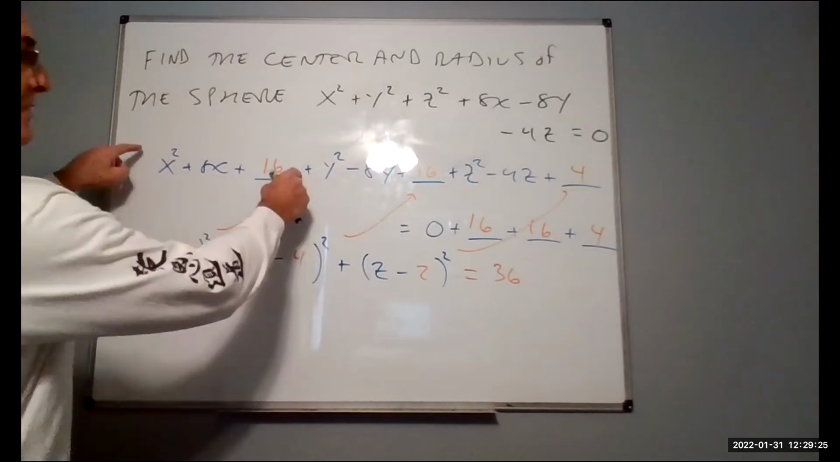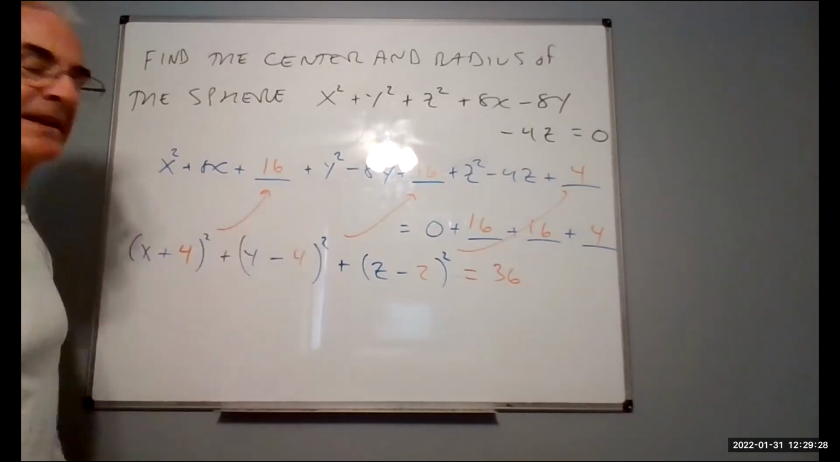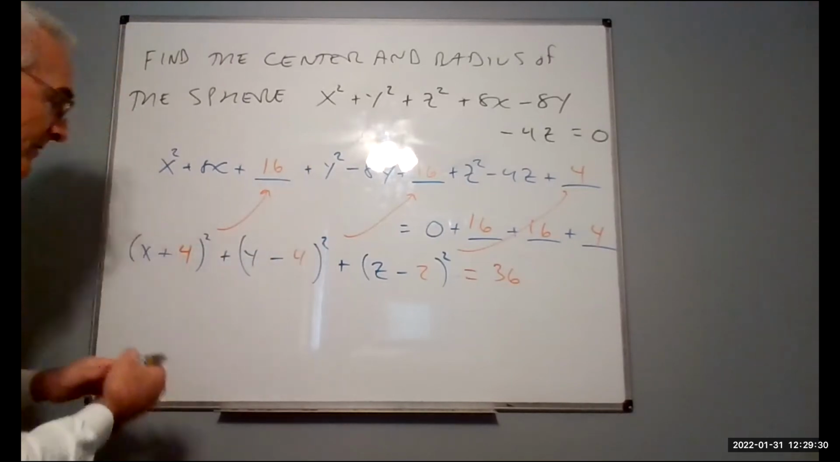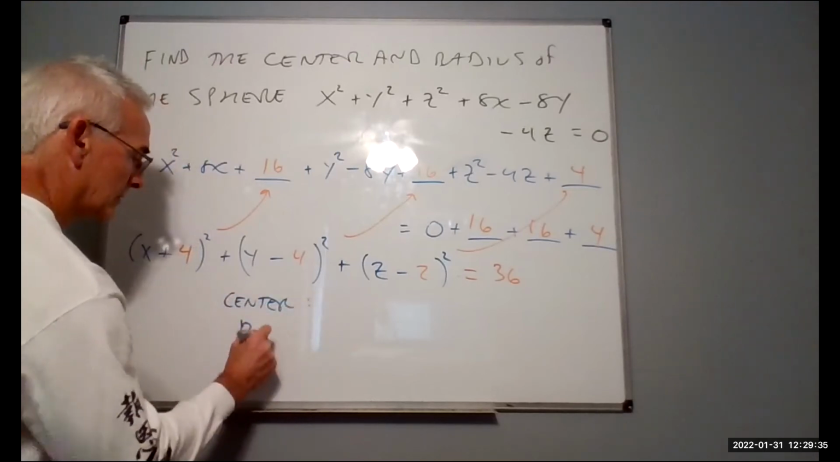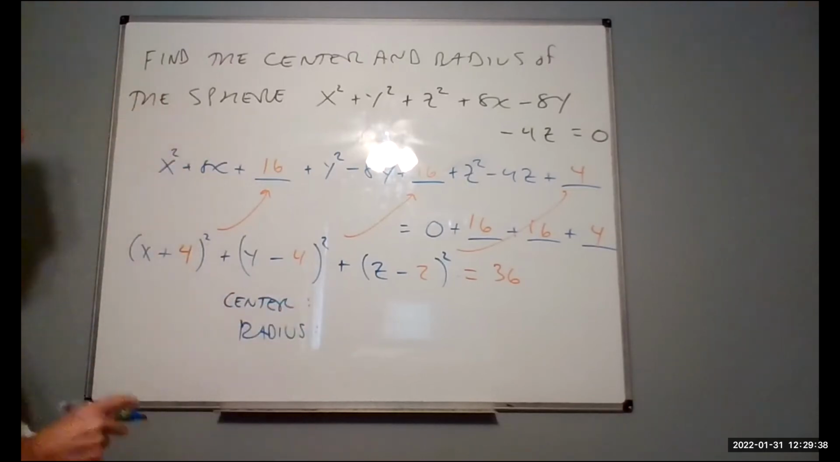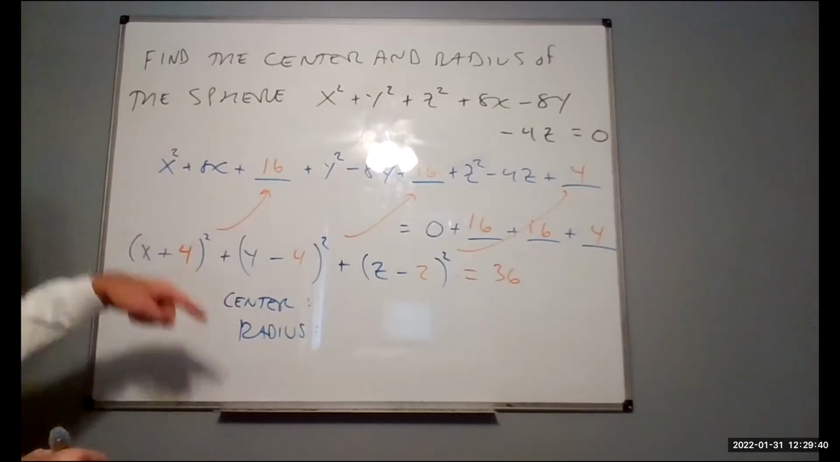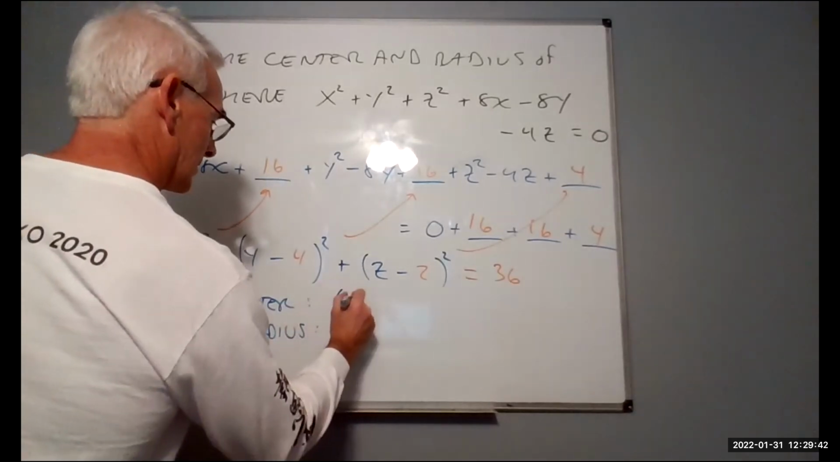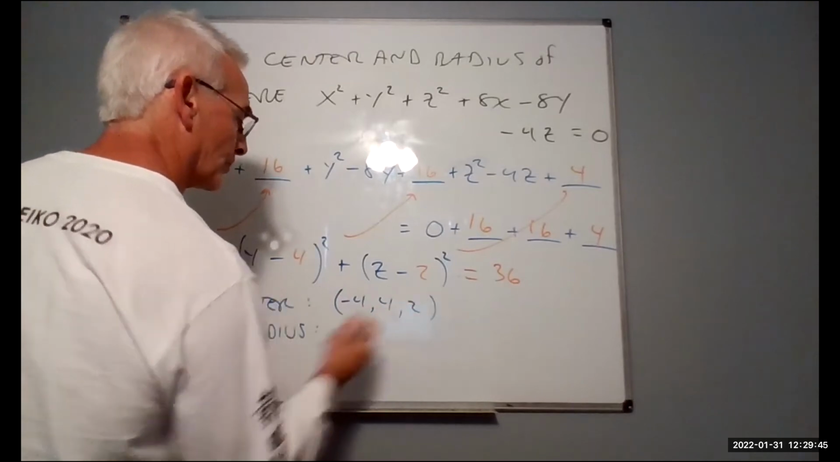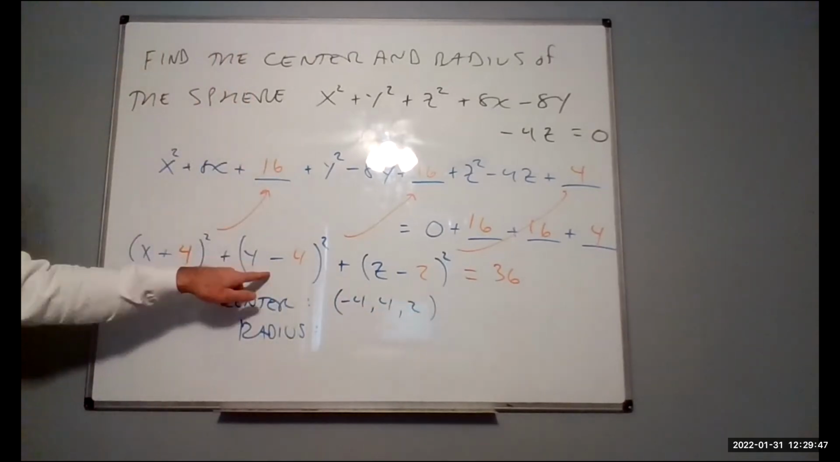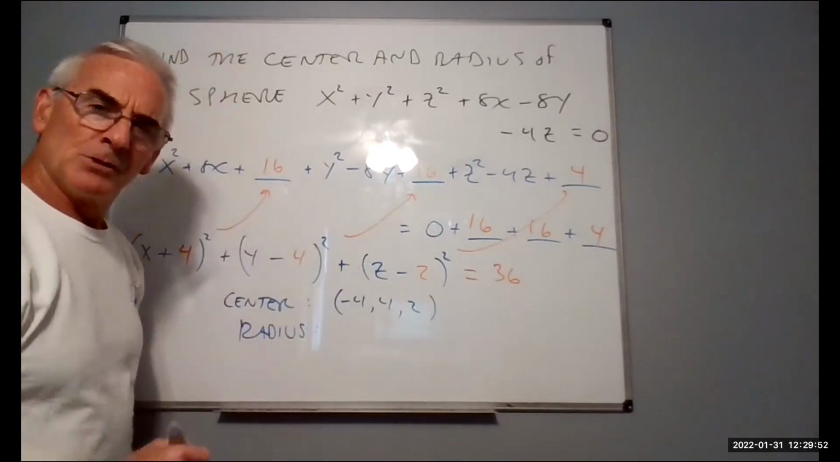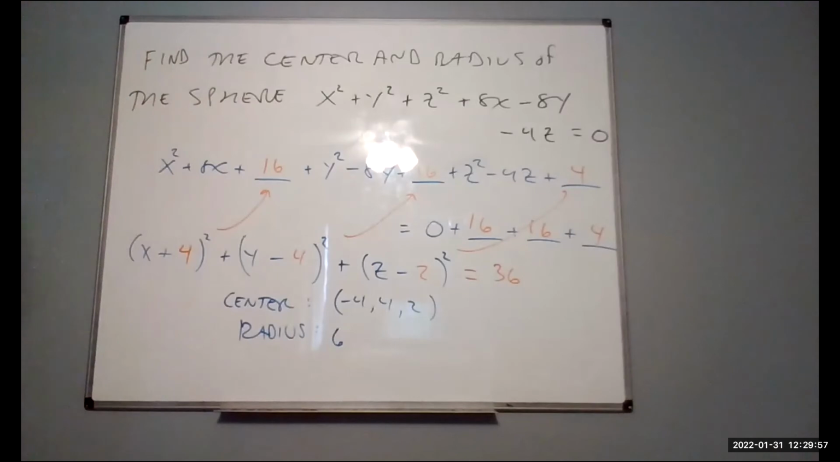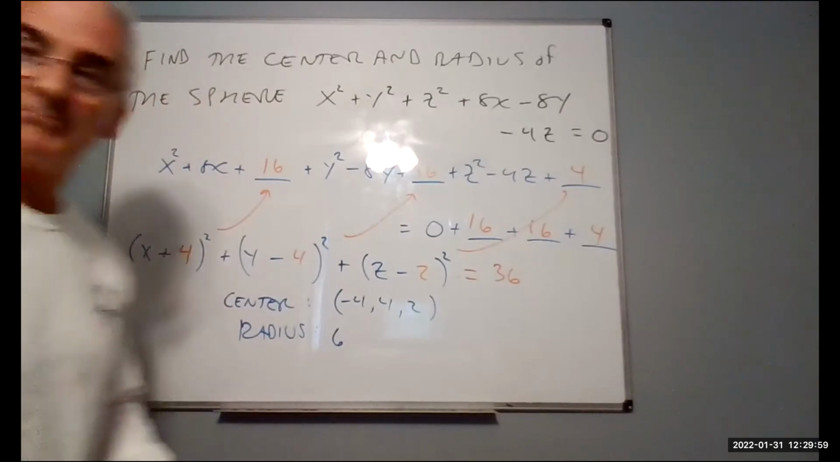Now, I've rewritten this sphere into a form that has all the information I need. So now I can answer the question. What is the center? Remember, it's x minus, y minus, z minus. So it's going to be -4, 4, 2: x minus -4, y minus 4, z minus 2. And the radius? 6. Do I square 36? No, I take the square root. That's it. Well, that's not too bad.